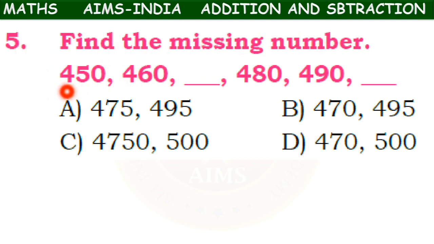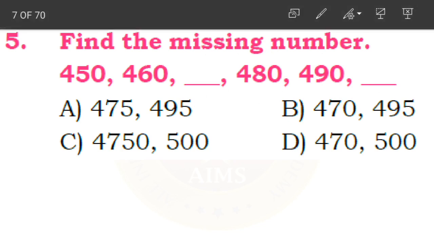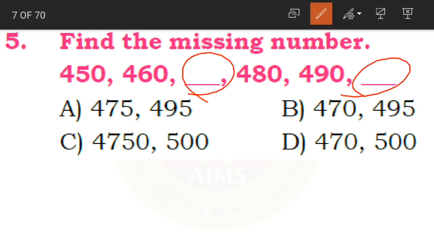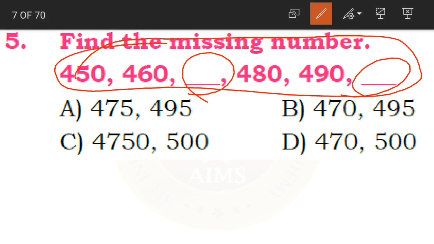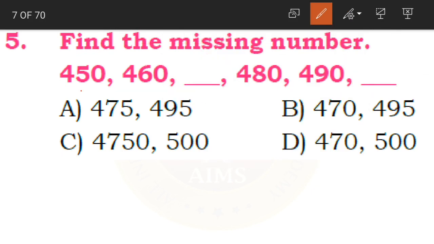Find the missing number. 450, 460, 4 dash, 480, 490, again dash. Yes, we are having two missing numbers here from the series. This is called a series of numbers. Now if you carefully observe, what is the change here? Only the digit in the tens place is increasing by 1. We have 5 and then 6. What should come after 6? 7. Yes, after 7, 8, 9.